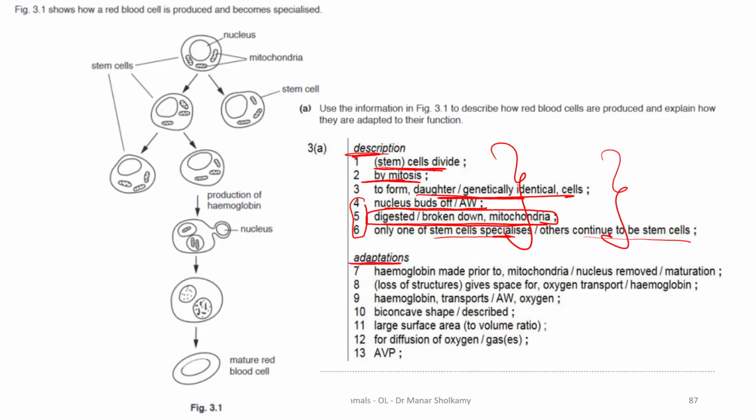Now here is the adaptation of, I think, red blood cells. Hemoglobin is made. The nucleus is removed, loss of structures. Hemoglobin transports oxygen. The biconcave shape is described to increase the surface area for the diffusion of oxygen. It carries oxygen, any valid point.